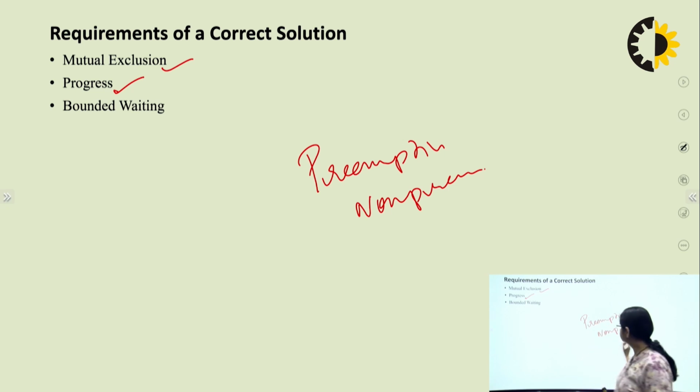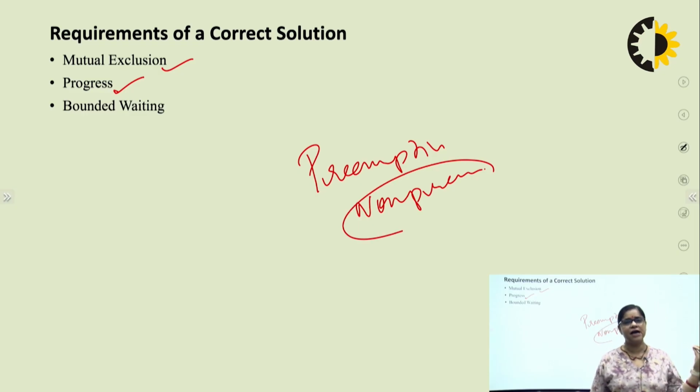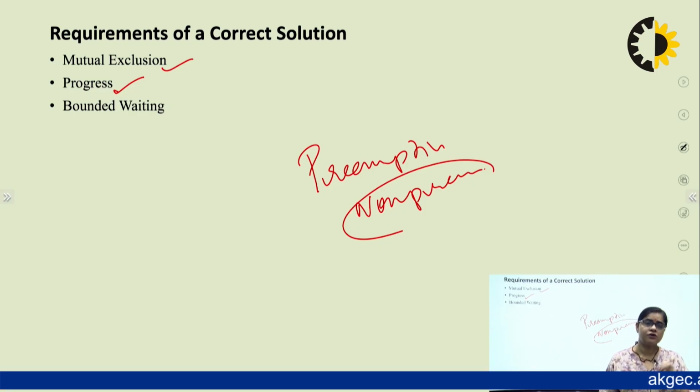Now when we are discussing the non-preemptive, it means that when a process has started to do the work, it will not be stopped until that work has been completed till the end. It will not break in that part. Okay, so keeping this in mind, the preemptive and the non-preemptive, you can understand the progress.